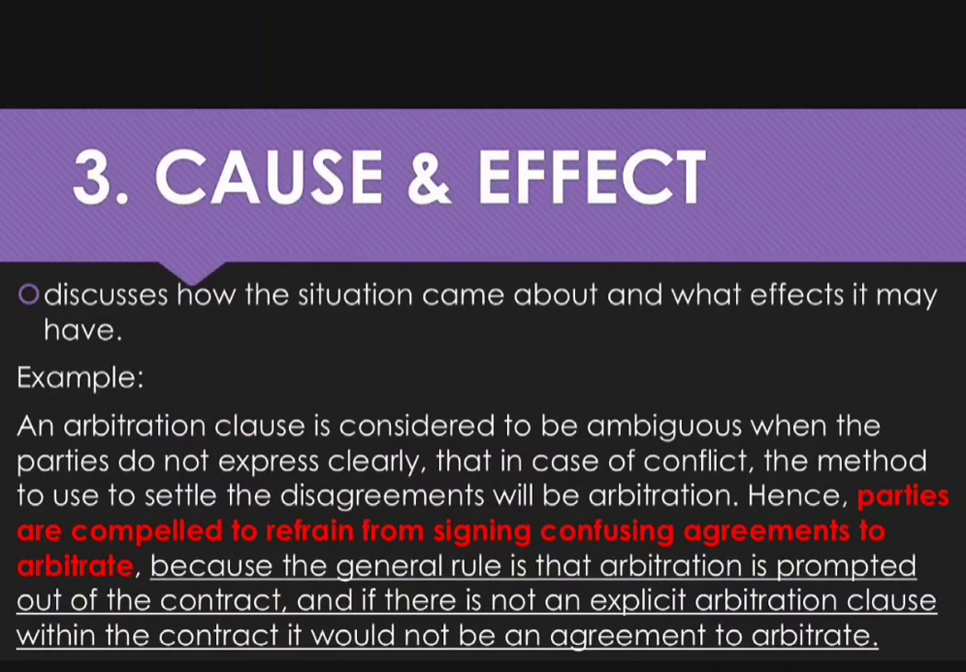All right. The cause is the underlined phrase or text, and the effect is the one that is bold with red color. So the effect of arbitration is parties are compelled to refrain from signing confusing agreements to arbitrate because, or the cause of it is because the general rule is that arbitration is prompted out of the contract, and if there is not an explicit arbitration clause within the contract, it would not be an agreement to arbitrate.